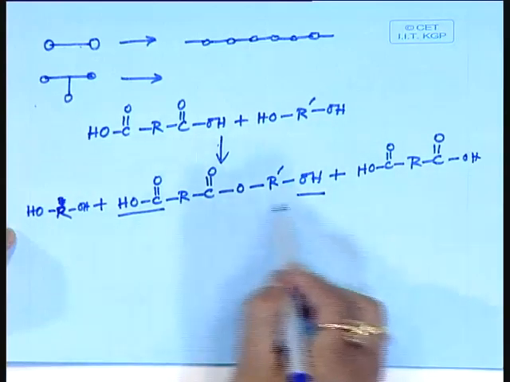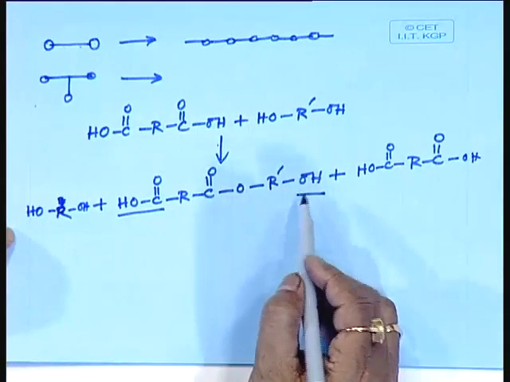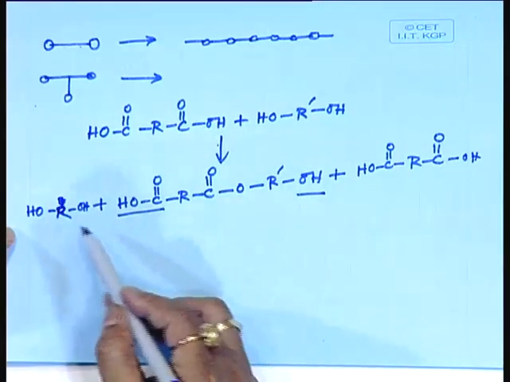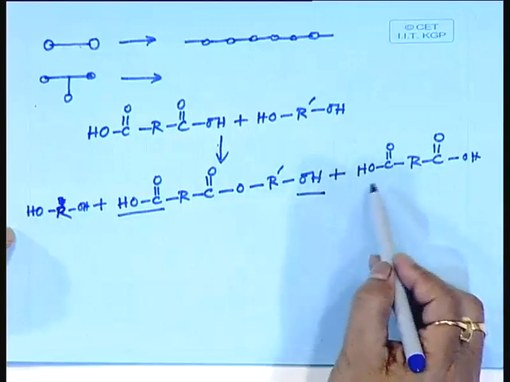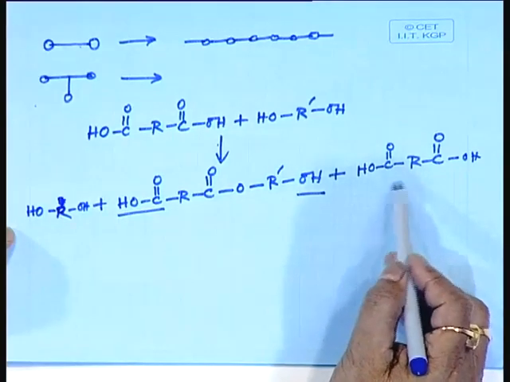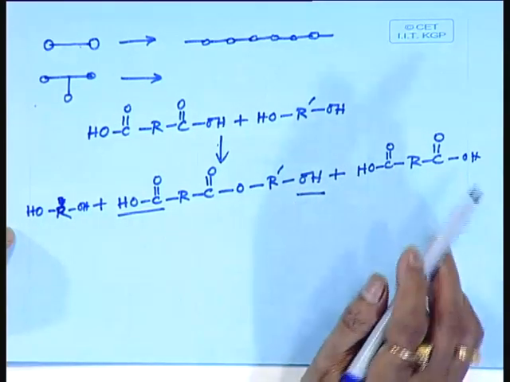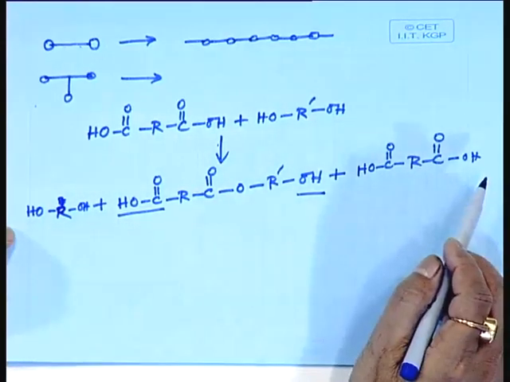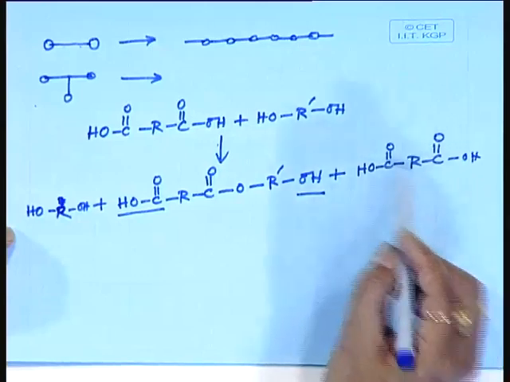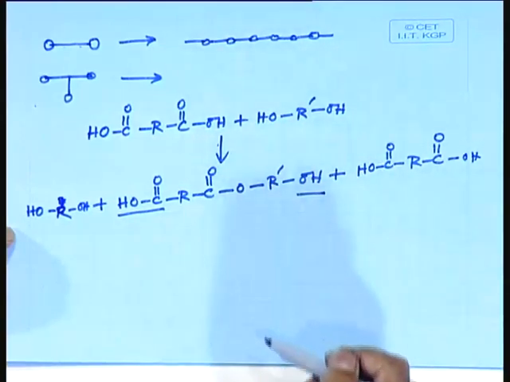So, this intermediate has a capability of reacting with one diol molecule at one side, one diacid molecule on the other side. So, this way it will continue to go on increasing the length, and these reactions occur in so many different steps.